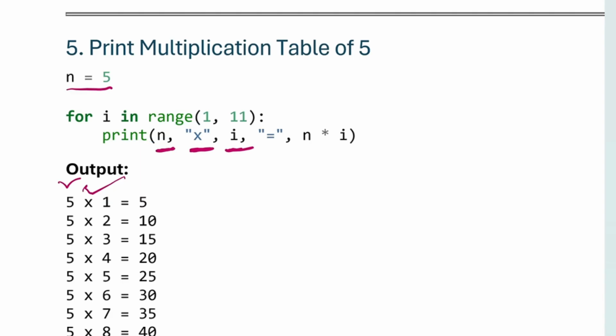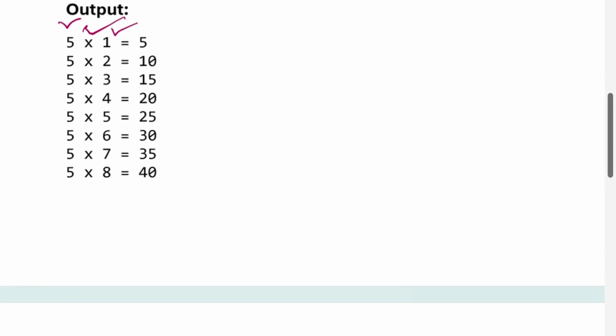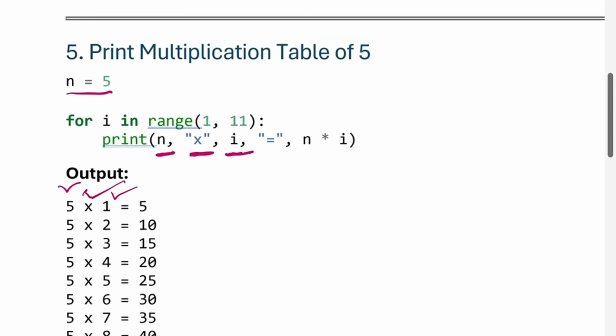Then I, this is a variable, this will print the value of I. First time the value of I is 1, then second time 2, up to 10. Less than 11 means up to 10. The value of I will be from 1 to 10. Then the equal symbol, this is in double quotes to print as it is.